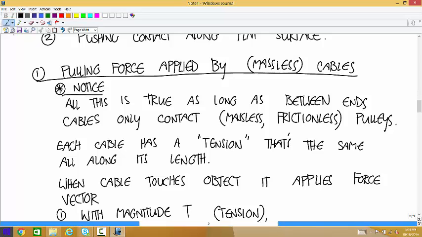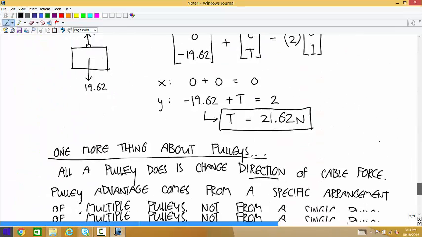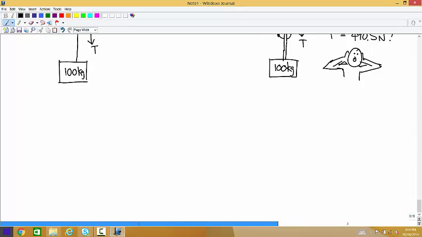Okay, so for most of this class we've been talking about the direction of forces produced by pulling with cables. So now we're going on to the second one of these, which is frictionless contact along a flat surface. I think what I called it before was pushing contact along a flat surface.